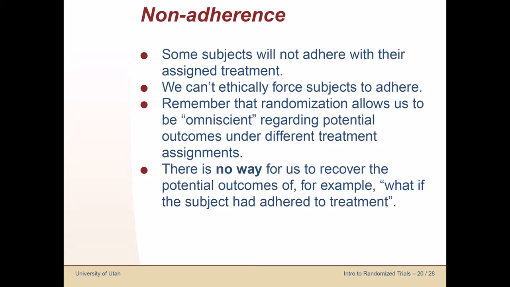Another related topic is non-adherence. So some subjects don't adhere to their assigned treatment. And in the real world, we can't ethically force subjects to adhere to their assigned treatment. Now, going back a few minutes, remember that I told you randomization allows us to be omniscient regarding the potential outcomes under different treatment assignments. Unfortunately, there is no way for us to recover the potential outcomes of, for example, what if the subject had adhered to treatment?